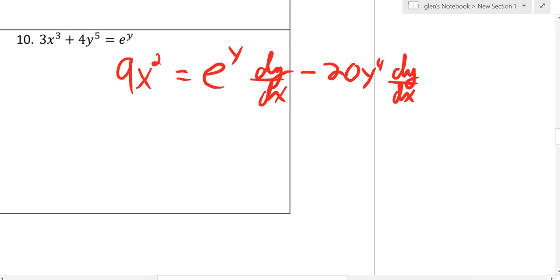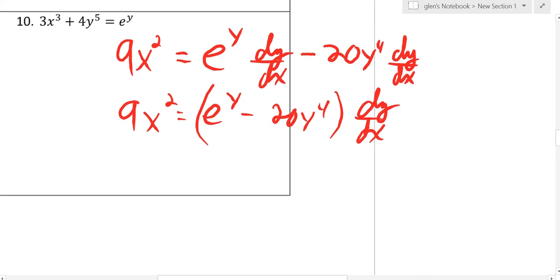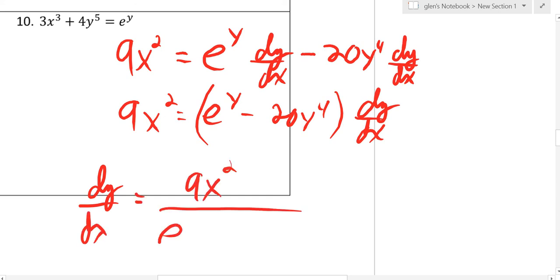Cool. And that's going to leave me with 9x squared equals e to the y minus 20y to the 4th. And that's going to be times dy dx. And because I want to know what dy over dx is, I'm going to divide. I'm going to write dy over dx on this side, but I'm going to divide both sides by those parentheses.